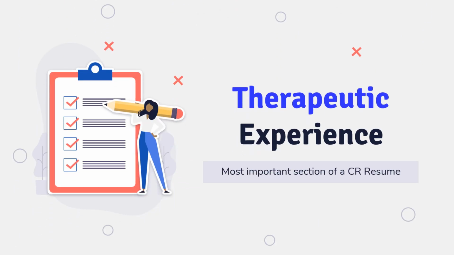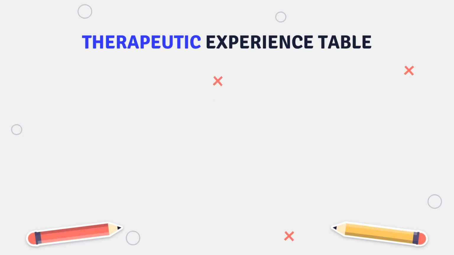Now, once you have added your qualification and skills, the next important thing is your therapeutic experience. What particular trial have you worked on? And this is one of the most important sections in your clinical research CV. Okay, so you have to prepare a therapeutic experience table. Now, how should that table look?